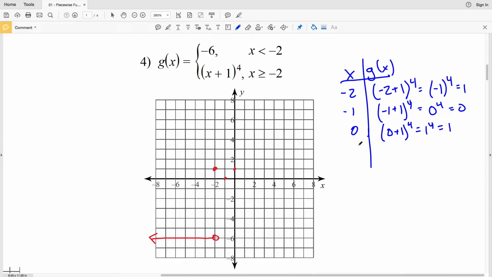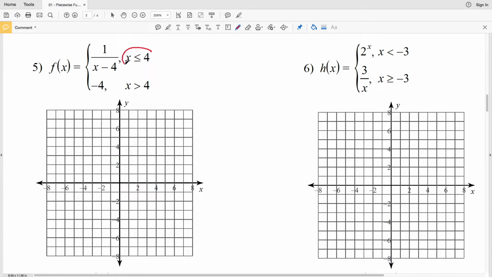And I'll go ahead and enter in one more point. Entering in 1, we'll have 1 plus 1 to the 4th, which equals 2 to the 4th, and 2 to the 4th is equal to 16. So we're going to be off the graph before we even reach 1. So drawing our parabola, that finishes out our function in number 4. Now let's move on to number 5.